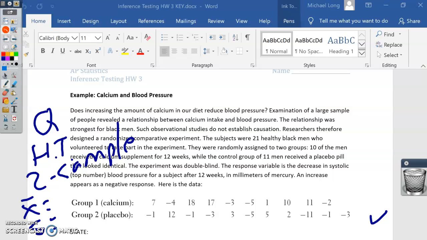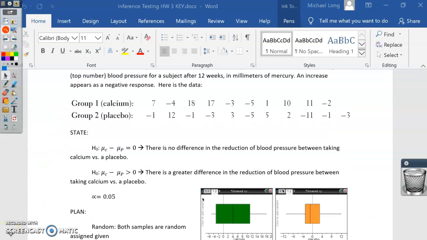Okay, so again, let's write out our four categories: state, plan, do, and conclude, and let's see if we can solve this problem. So in the state, we're going to write our null and alternative hypotheses. And our null hypothesis should be equals, and just notice this is incorrect. This should be the alternative hypothesis. So this should be HA, not HO.